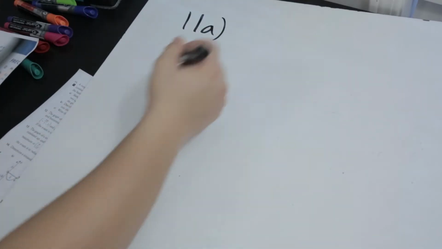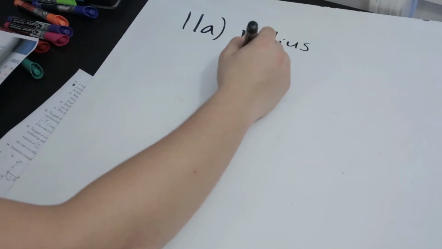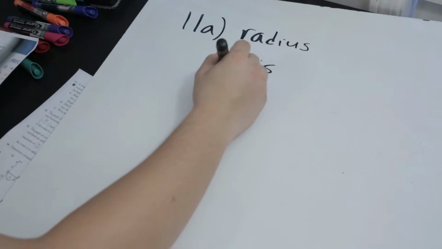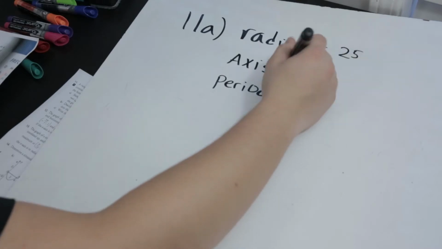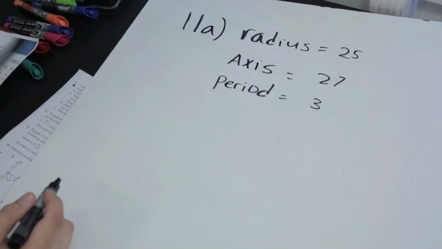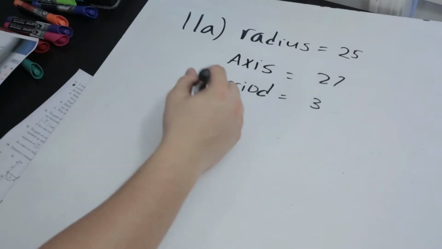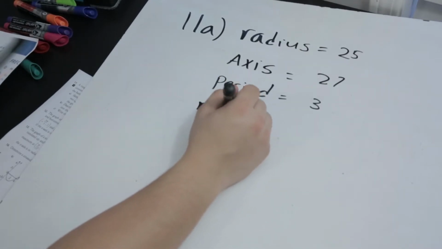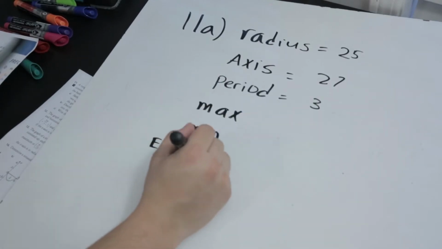So already from the question, for 11A, we know 3 things. We know the radius, we know the axis, we also know the period. Respectively, this is 25, 27, and 3. We'll only focus on the radius and the axis right now. In order to graph our function, we need to know 3 different heights: the max, the min, and the equation of axis.